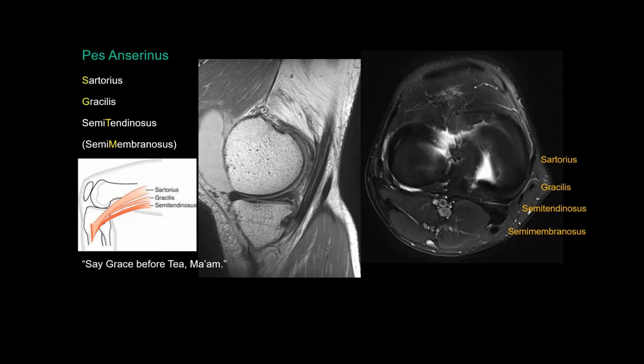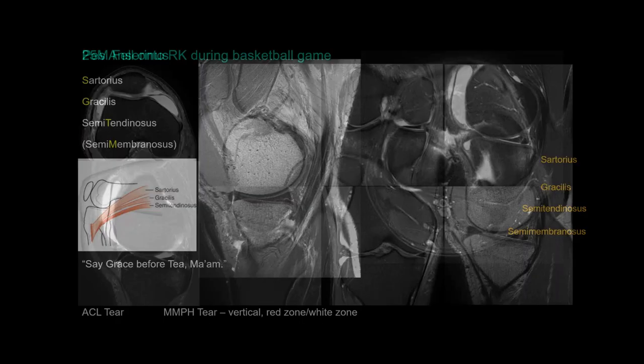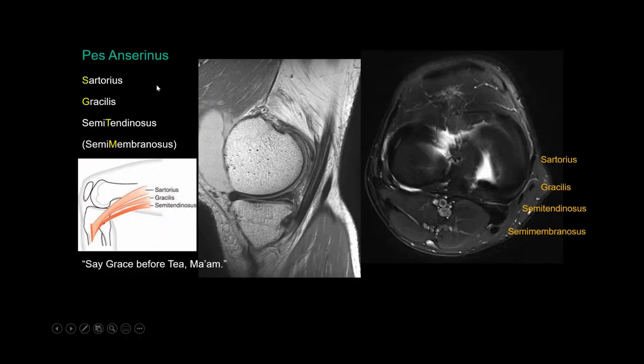Okay, let's briefly touch on the pes anserinus, or as people say, "Say grace before tea, ma'am," which includes the sartorius, gracilis, semitendinosus, and semimembranosus. In instances, the semitendinosus may actually be posterior to the semimembranosus on certain planes of your axial sequence. So you just really need to follow it down as it goes down to insert into the tibia.